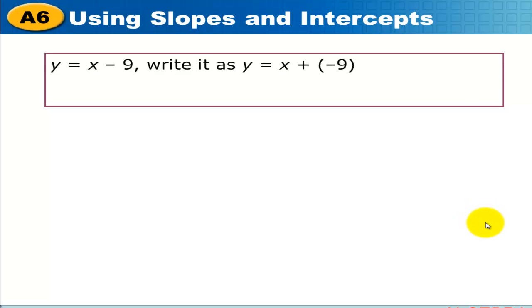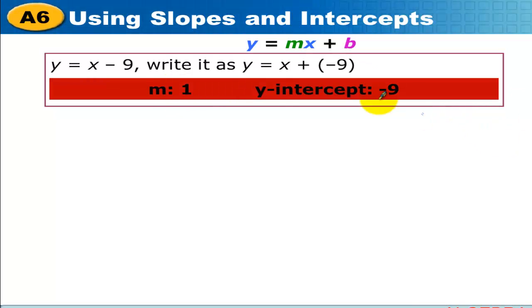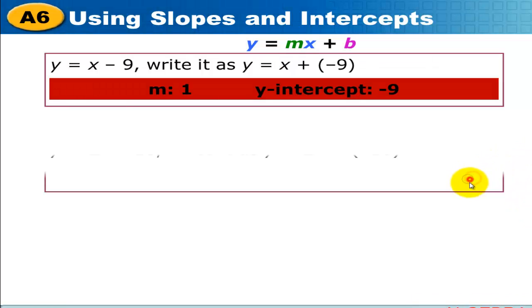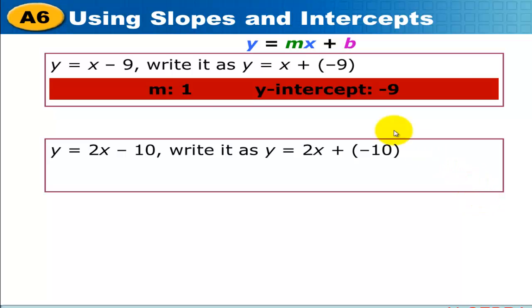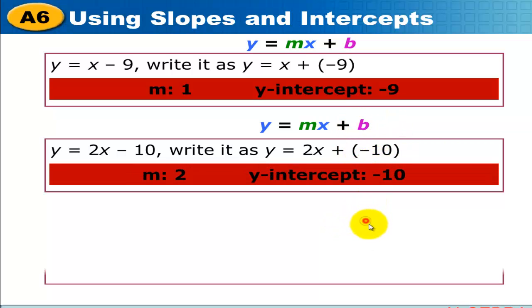Okay, if we have y equals x minus 9, write this as y equals x plus negative 9. So our slope here will be 1. It's the number besides your x. And then the y-intercept is negative 9. Y equals 2x minus 10. Rewrite this as y equals 2x plus negative 10. So the slope here is the number besides your x, which is positive 2. And the y-intercept is equal to negative 10.